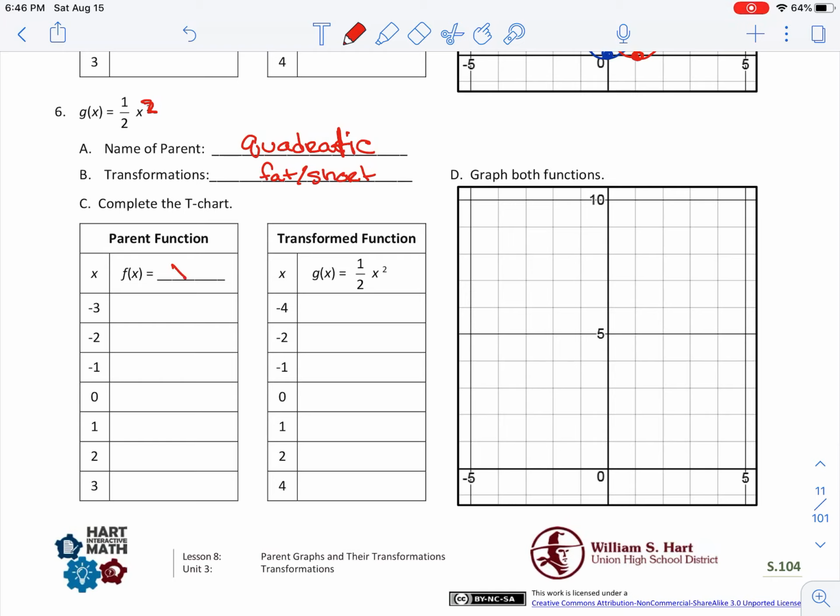We can do the math with this though. The original is x squared. That gives me the 9, the 4, the 1, the 0, the 1, the 4, the 9. All I did was square each of those numbers. That gives me my original U shape that I've had on all of these things.